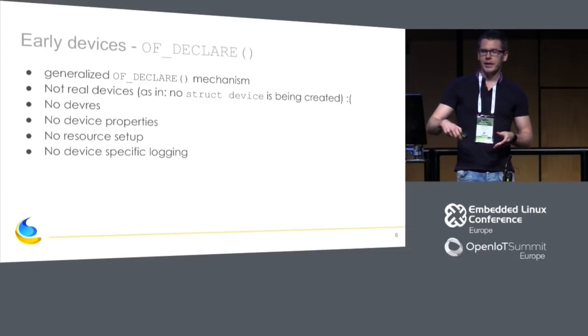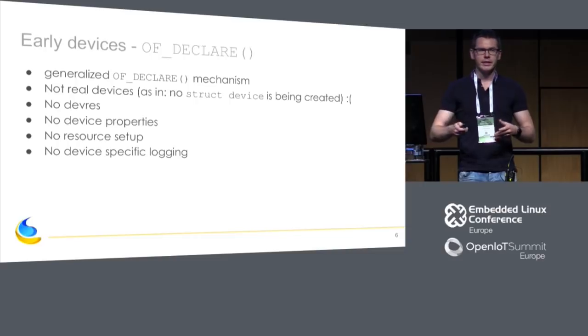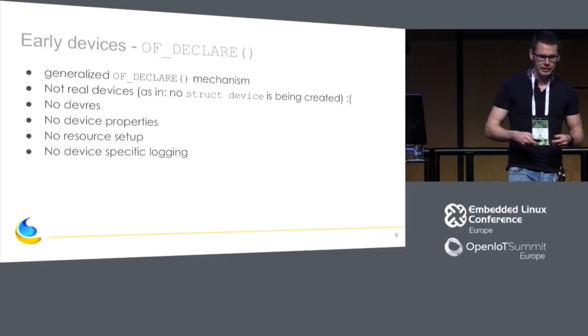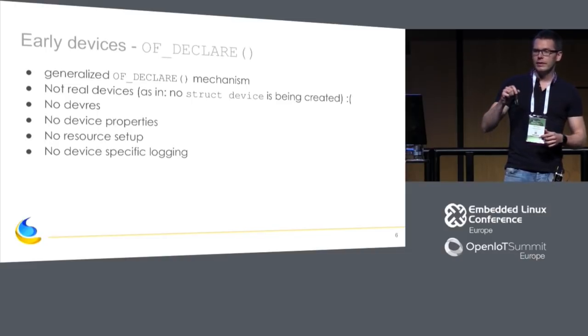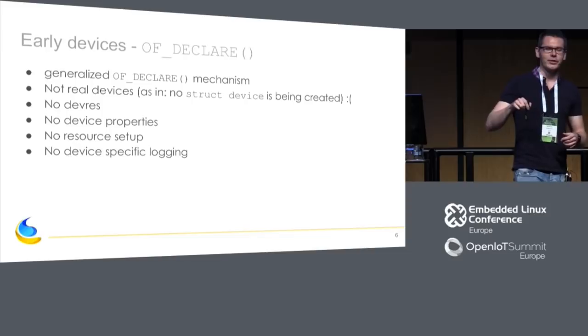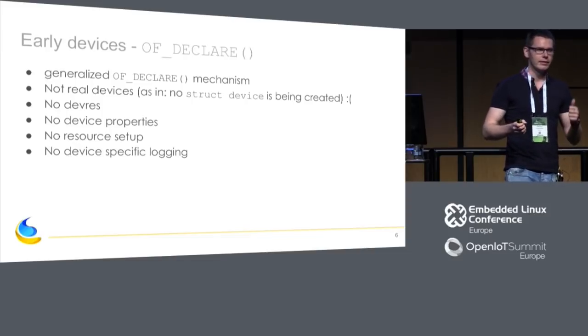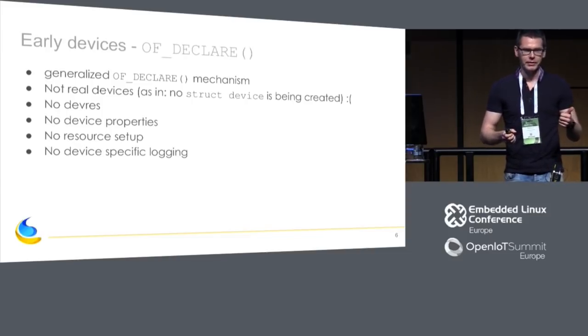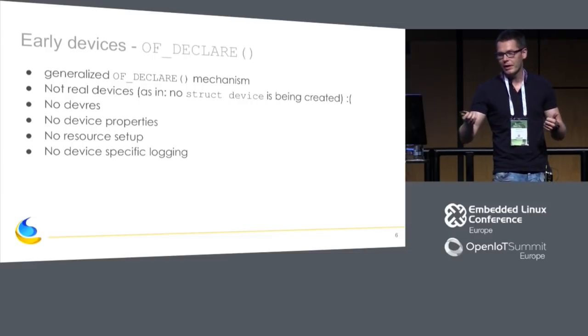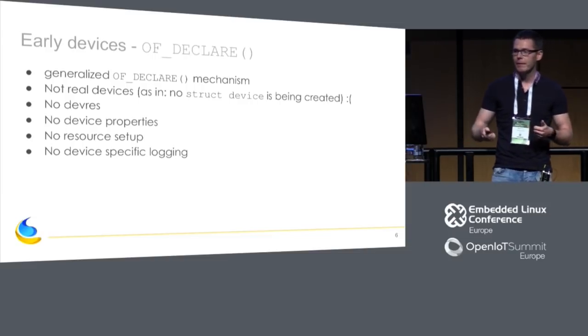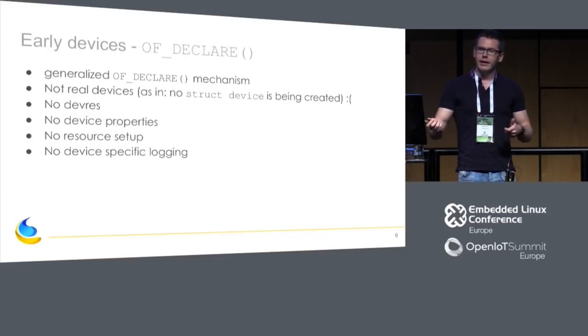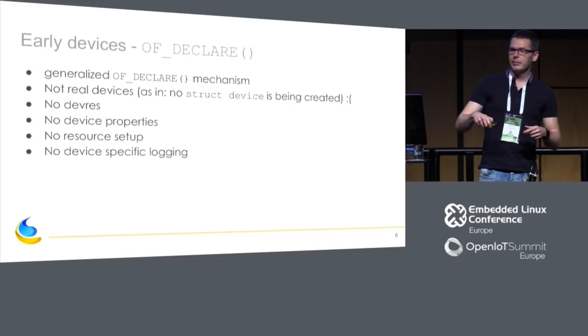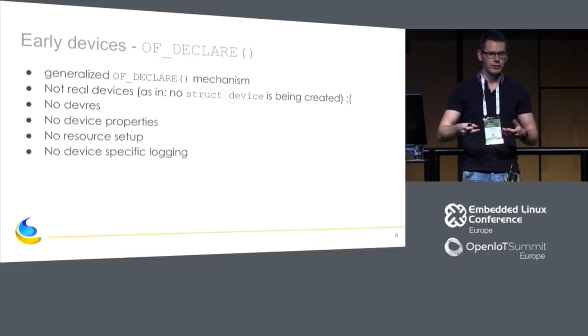The mechanism behind this macro works like this: you declare a table in memory, you name it somehow, and you put structures into it, and each structure contains a pointer to a compatible string in your device tree. This is OF, so it is specific to device tree, but let's go through it. You define the device compatible string in this structure. You assign it a function callback, like a function address. This is going to be your callback that is going to be called.